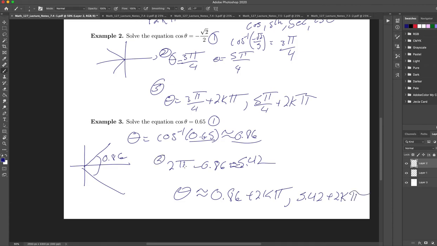So here's the two solutions right here. One's here, the other one's here. What I'm really finding is this angle here, which is 5.42, or minus 0.86 is fine. If you had a negative 0.86, that's the same as this. They're the same, right? And so here we have our solution.